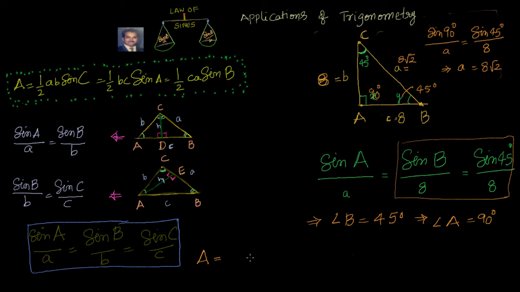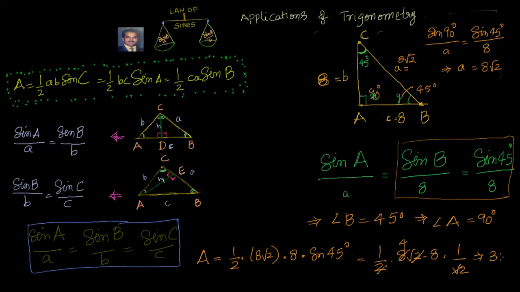Okay, now let's see how the area looks like. Half into small a, you now know it's equal to 8 root 2, into small b, into sine of capital C, that is nothing but sine of 45 degrees. That's nothing but equal to half into 8 root 2 into 8 into 1 by root 2. Correct? So what's happening now? Root 2 cancels. 2 4 times 4 8s are 32. So the area is 32.